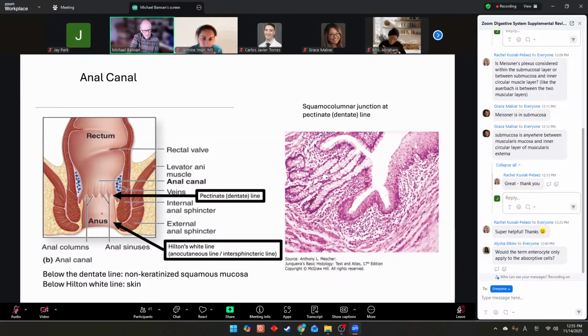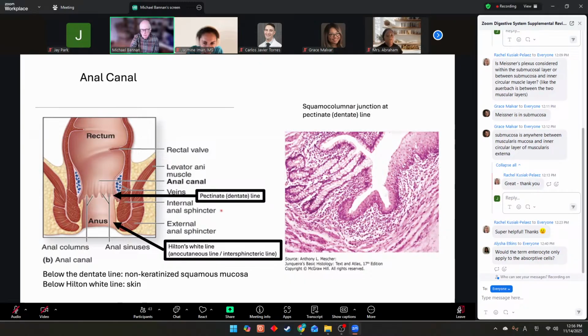Below this line, the epithelium lining the anal canal is non-keratinized, stratified squamous epithelium. Above the line is a small, what we refer to as a transition zone. And then above that is a columnar lined mucosa, similar to what we see in the rest of the large intestine. The histology here is illustrating that junction. This is columnar lined mucosa like we would see in the large intestine, and this is a stratified squamous epithelium that we would see beneath or below the pectinate or dentate line.